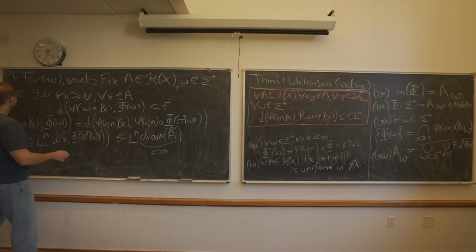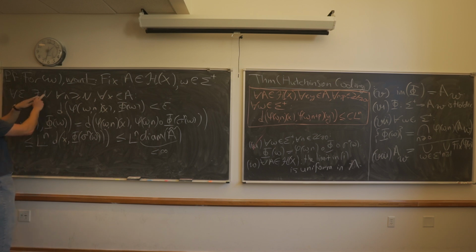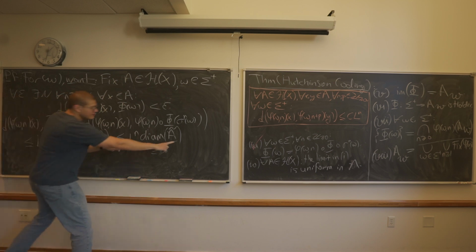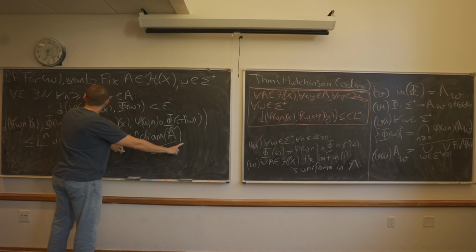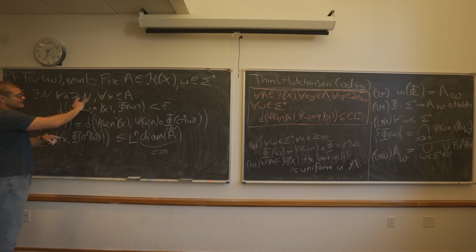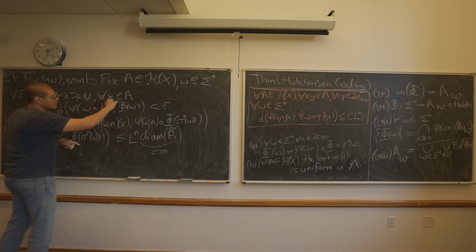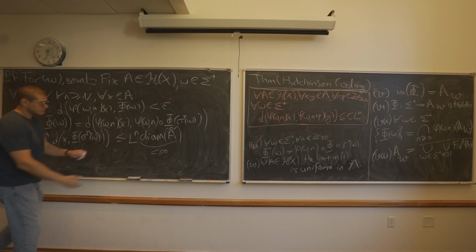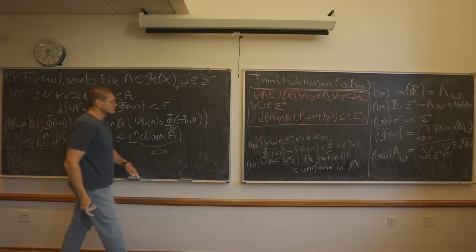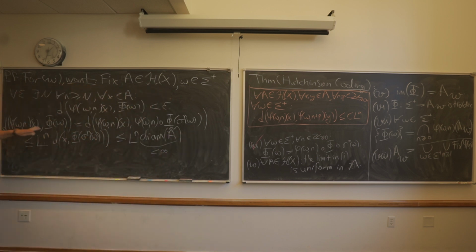Which means that for any epsilon, there's a capital N such that this is less than epsilon for any lowercase n after uppercase N, such that for any x in A, this is bounded by this, which itself is bounded by epsilon, which means that this limit is uniform in A.